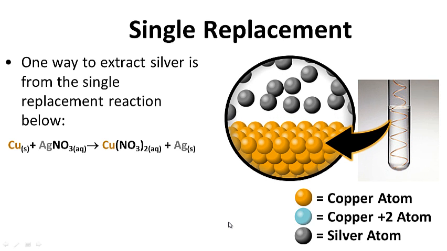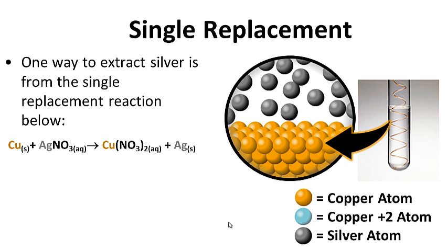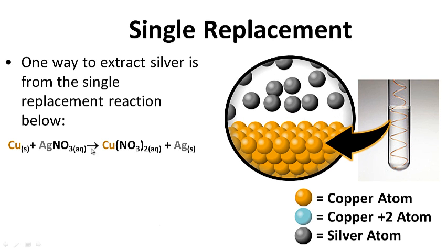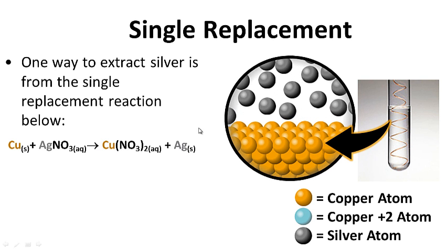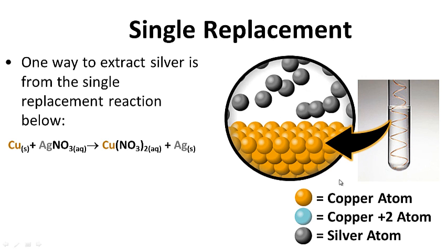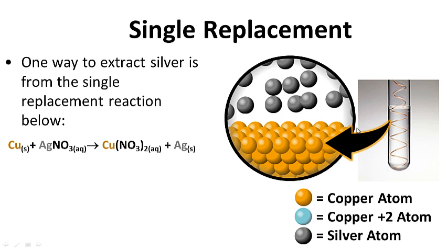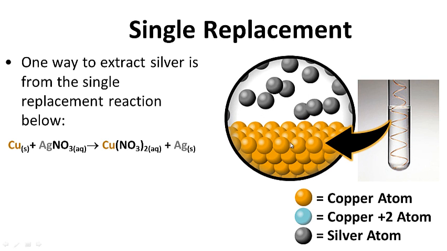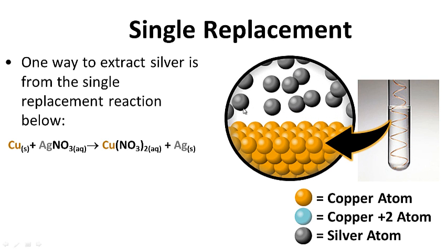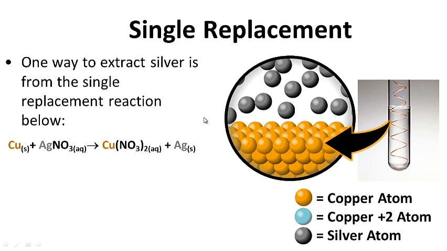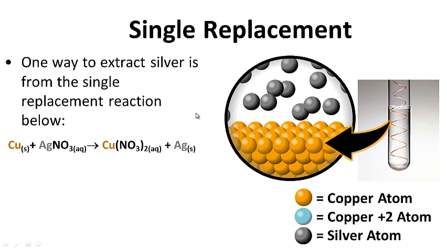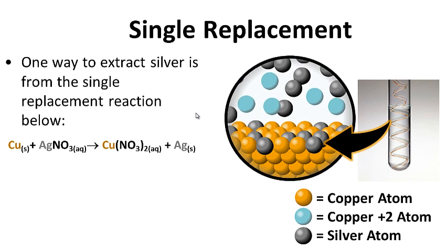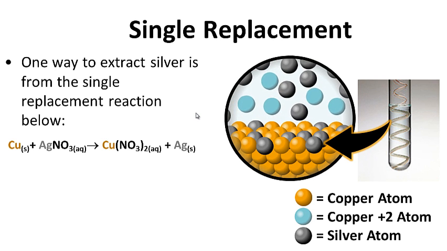So one way to extract silver is from the single replacement reaction below. Copper plus silver nitrate will produce copper nitrate and pure silver. So here we have copper wire, and over here we have our silver nitrate atoms. So notice the silver is replacing the copper.